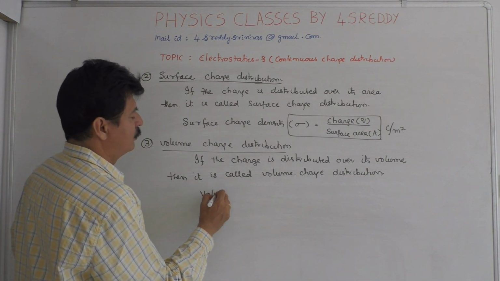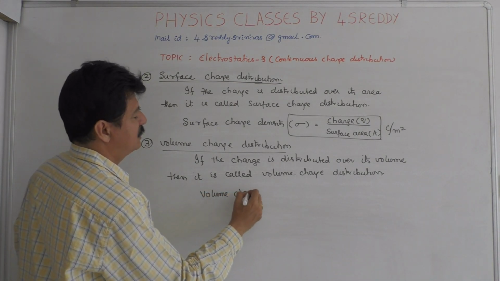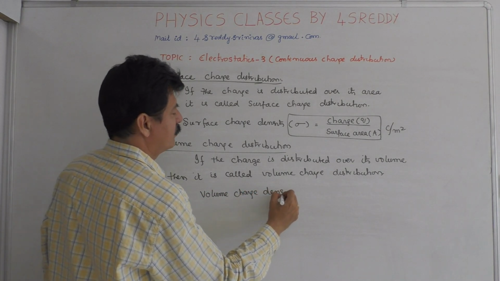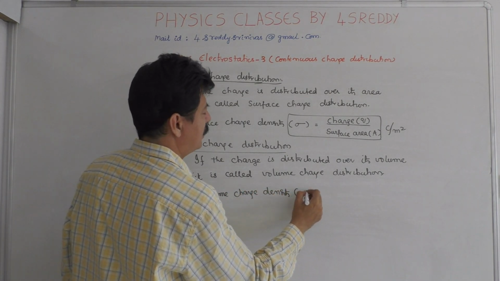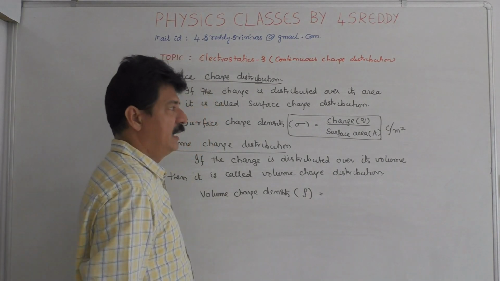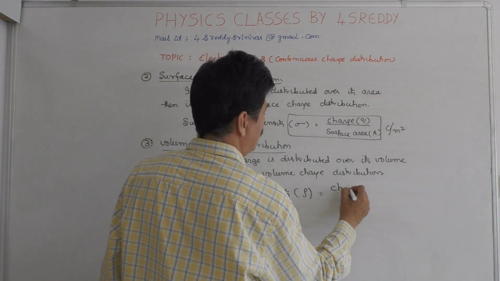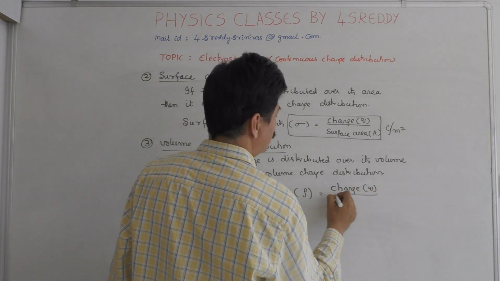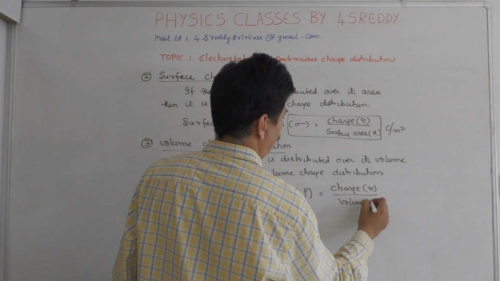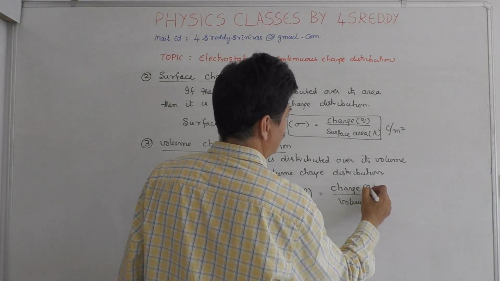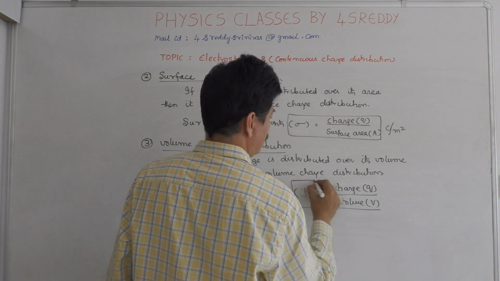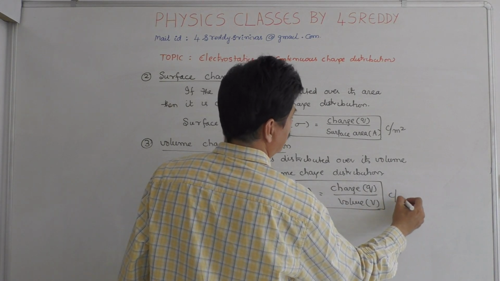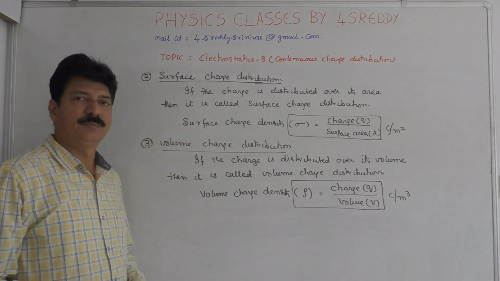Therefore, volume charge density is correspondingly denoted by rho. It is given by charge Q by volume V. This is coulomb per meter cube.